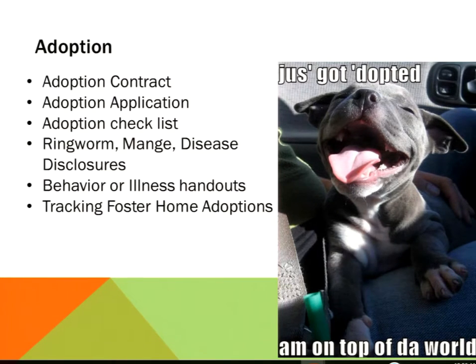Tracking foster home adoptions. This is really hard. You'll have fosters who will give away animals and be like, well, I found it a home. What's the problem? And you're like, did you get an adoption contract? Did you get an adoption fee? Did you do anything? And they're like, no, I just gave it to my cousin and I don't know. That'll happen. So have a system in place for tracking this.